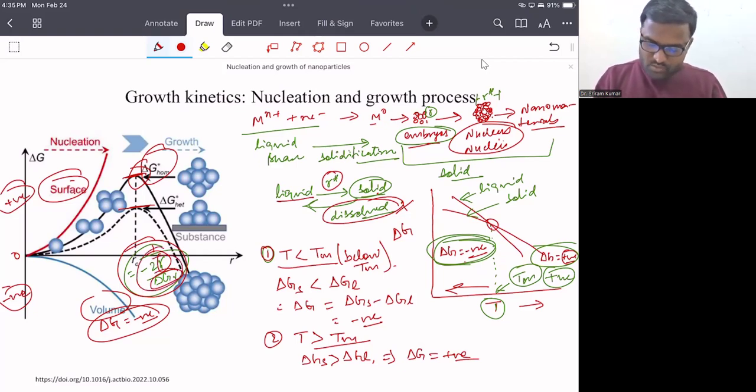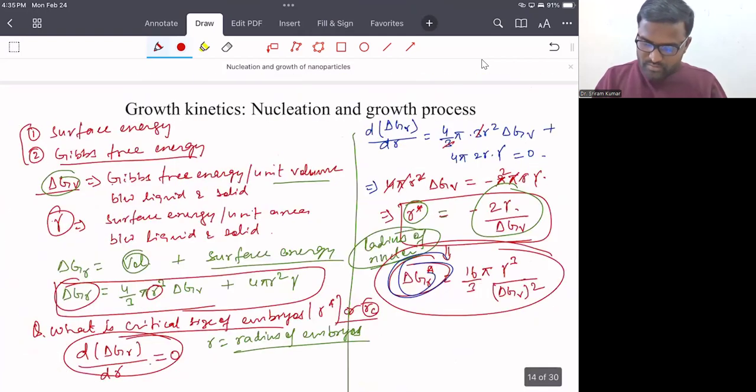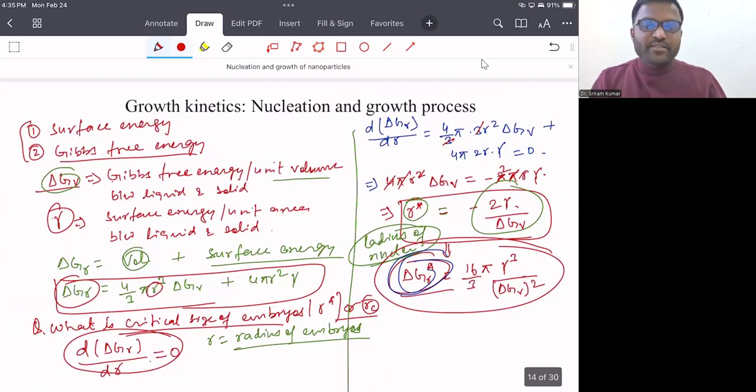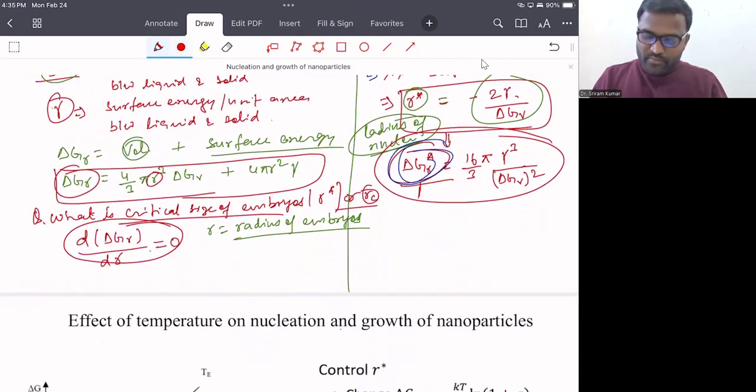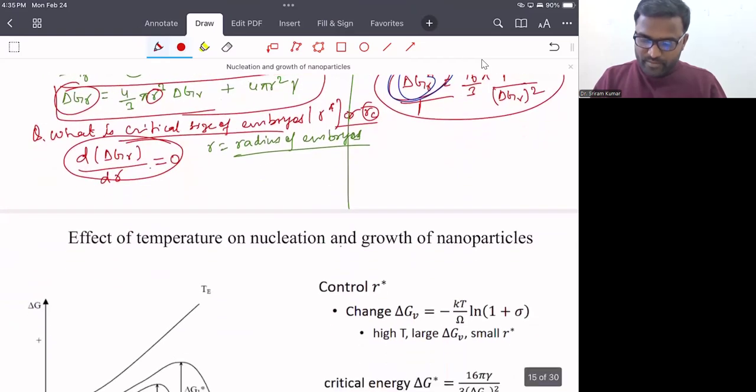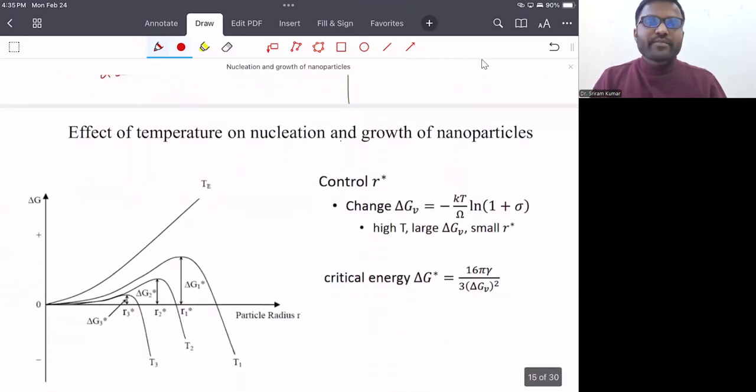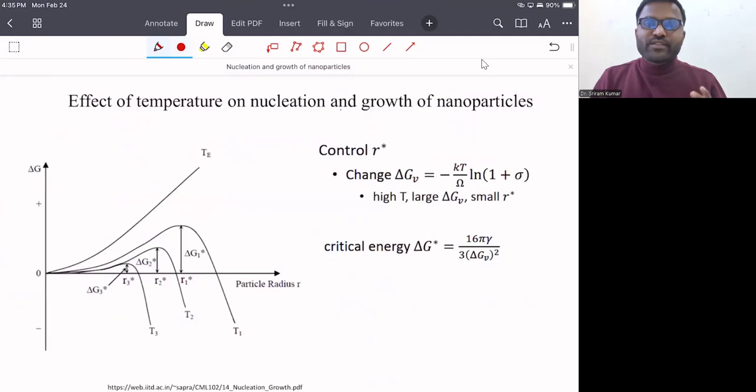And based on that, we also calculated the change in Gibbs free energy for those critical conditions, and that is the measurement of the energy barrier for the nucleation process from liquid into the solid form. So based on this, we will further understand what are the effects of temperature on the nucleation and the growth of nanomaterials.